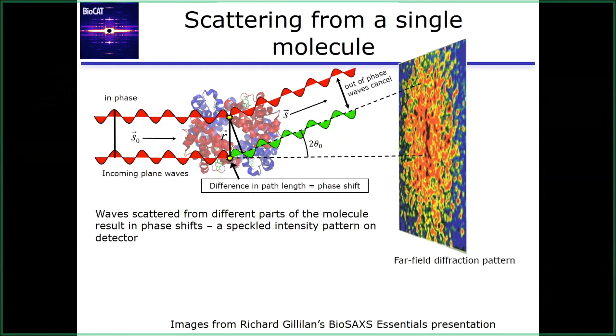Now, the caveat here is that because there's an angle, one of these waves has to travel further than the other one to get to that point on the detector. And that means there's a phase shift. As you know, if you've done any introductory physics with waves, when you have a phase shift, the waves add, and they can add either constructively or destructively. When they add constructively, you get bright spots. When they add destructively, you get low intensity spots. And so from a single particle, we end up getting this kind of speckled diffraction pattern.